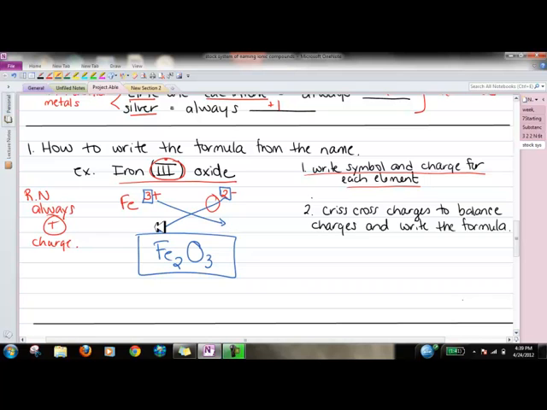All right. Now notice this, the Roman numeral is not the same as the subscript. So the Roman numeral does not equal the subscript. You get the subscript from the crisscross. So be careful with that.